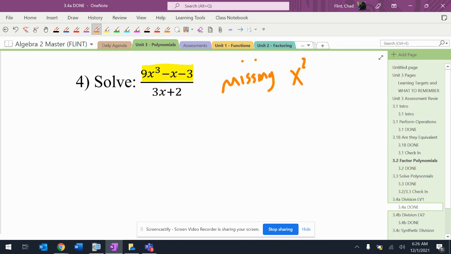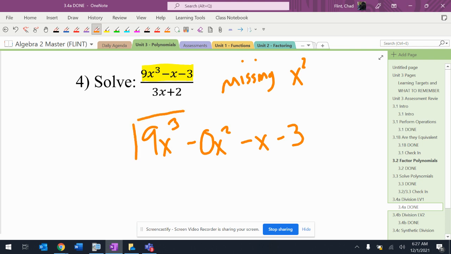The thing with long division is it only works really well if you have all of the proper digits in there. So you can't skip things. I can't be missing an x squared. So when I write this down, it's 9x to the third minus 0x squared. Now that doesn't change the equation at all, but what it does is it makes it so that my long division is going to work, because in long division, if you skip terms, it just doesn't work out.